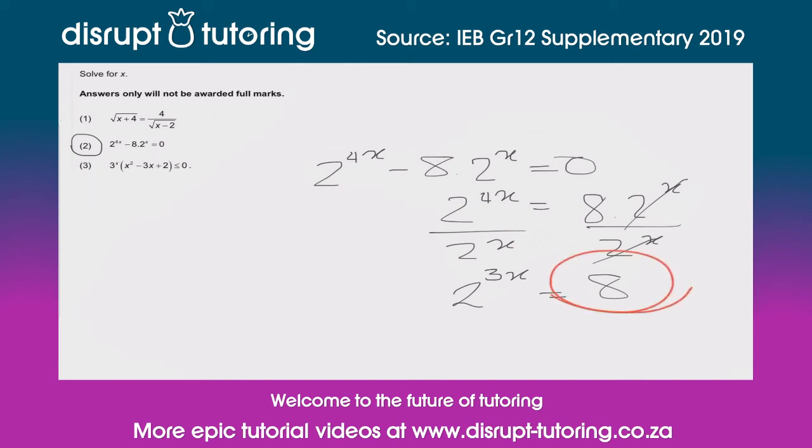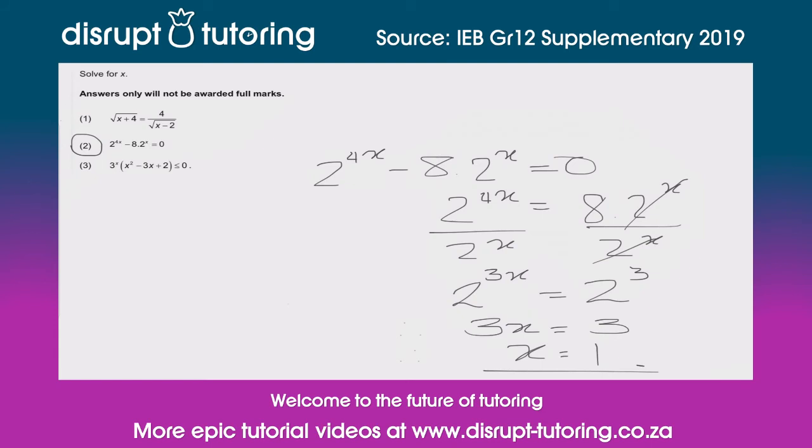Now, how can I rewrite this 8 as a base of 2, right? I want to try and get 2's on both sides. So I'm going to rewrite that 8 as 2 to the 3. And therefore, that must mean that 3x equals 3. And when I divide both sides by 3, I get x is equal to 1. And that gives you the final answer for this particular question.